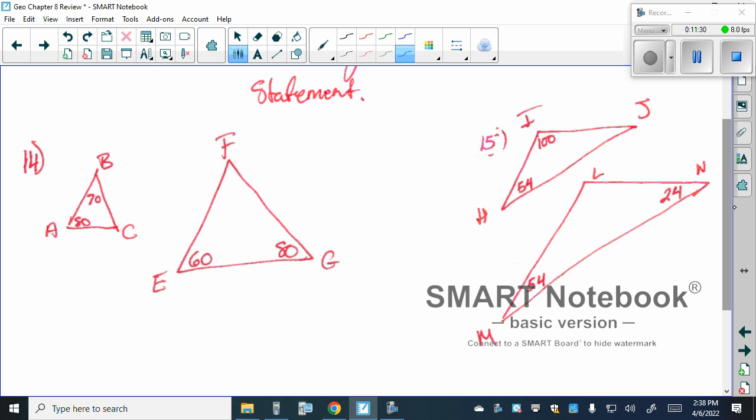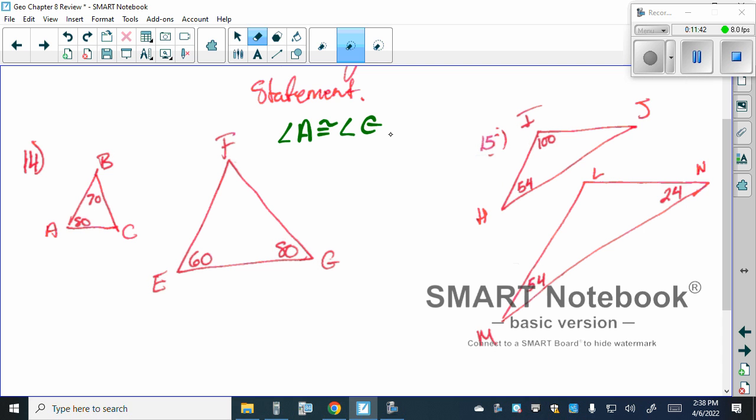Well, we have one for sure so far, yes? We had that angle A is congruent to angle G. So we do have one set, but we need two, yes? So I can either find angle C or angle F. We just need to find one.